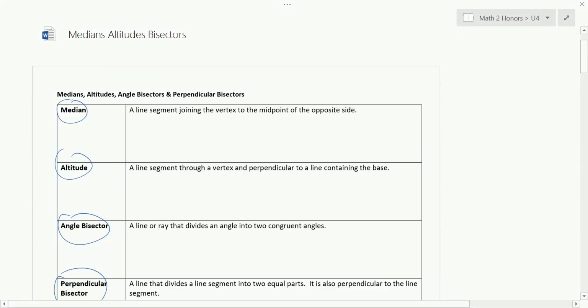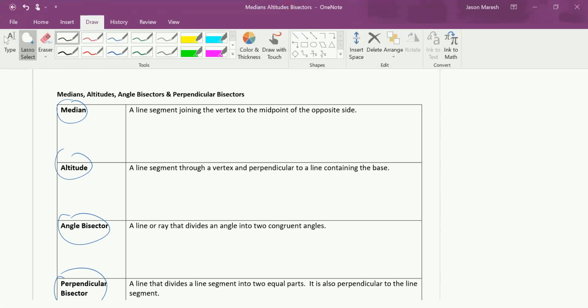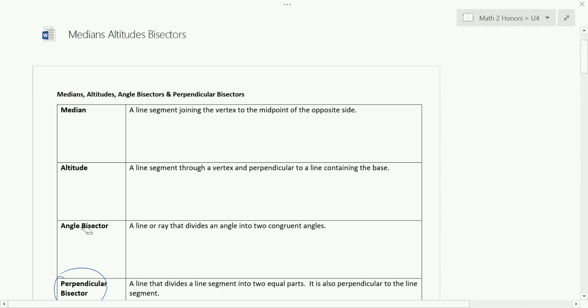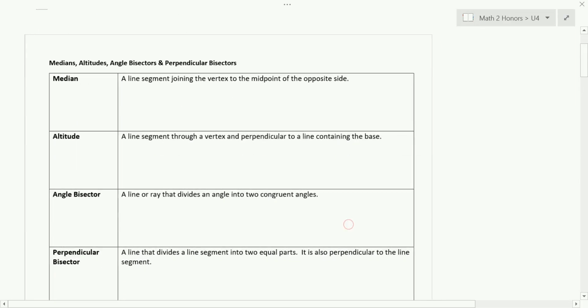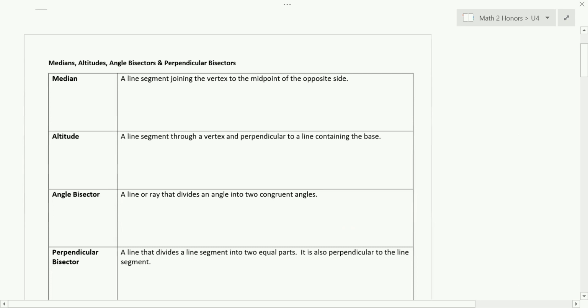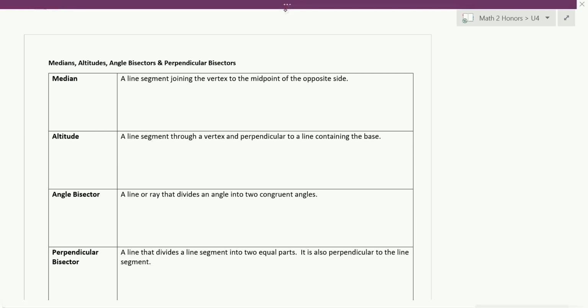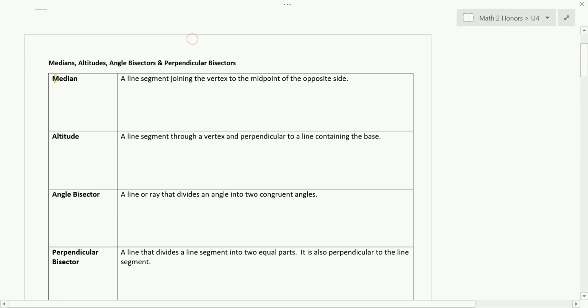Okay, so there are four definitions, as I said. This is section 4.2, and we're going to look at each of these. And tomorrow I'm going to actually get you on the computers, and you're going to construct some of these. And I'll give you a preview of that today. But the first thing that I want to talk about is a median.